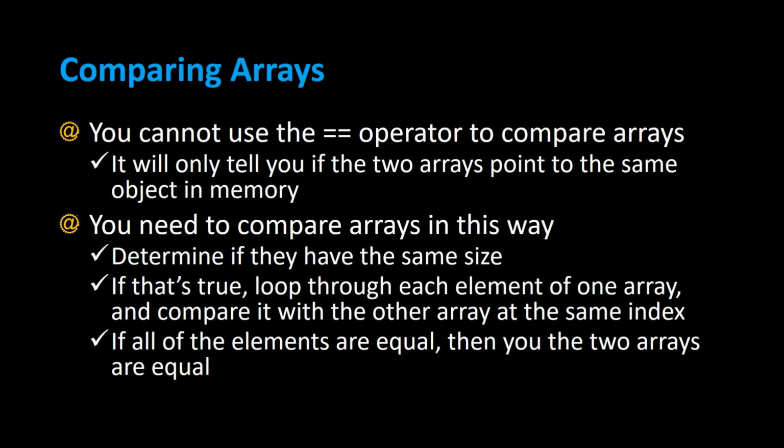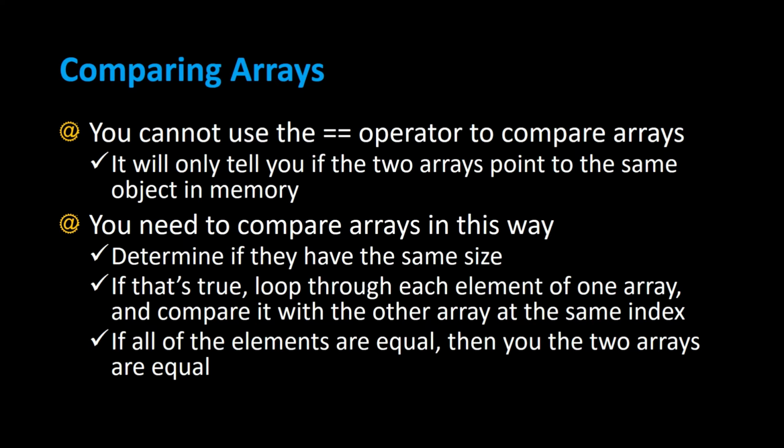using the length field? And then once you determine that that's true, you loop through each element of one of the arrays and compare it with the array element at that same index. And if all the elements are equal, then you know that the two arrays are also equal.